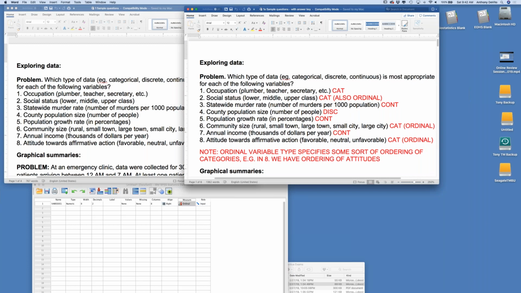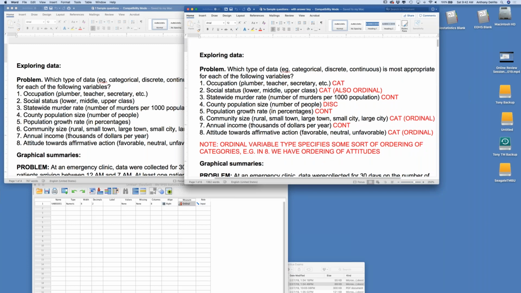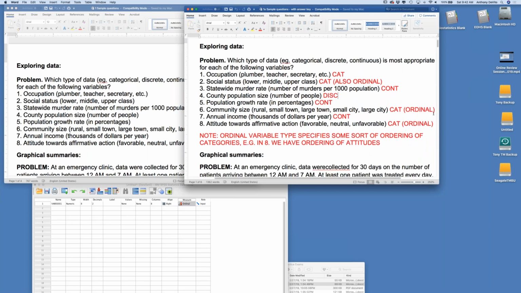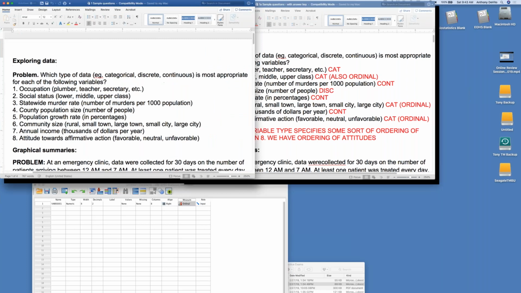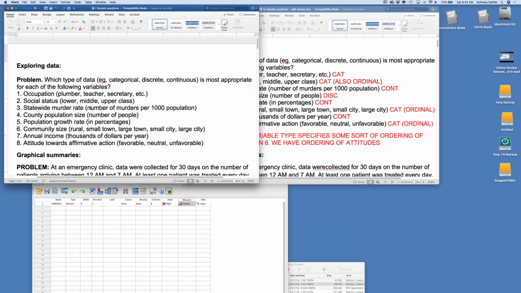Similarly, community size, rural, small town, small city, large city, those are names, right? So they are categorical variables, or sometimes called nominal variables, like in SPSS. They are categorical variables, but a better answer would be ordinal because they're that kind of special variable. Okay, so occupation, categorical, social status, ordinal, right? Categorical, but really ordinal is a better description.